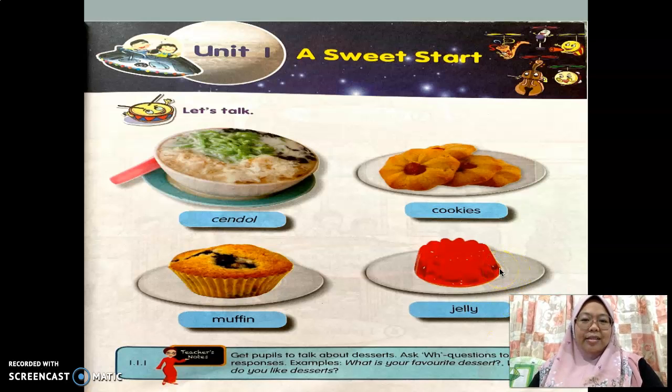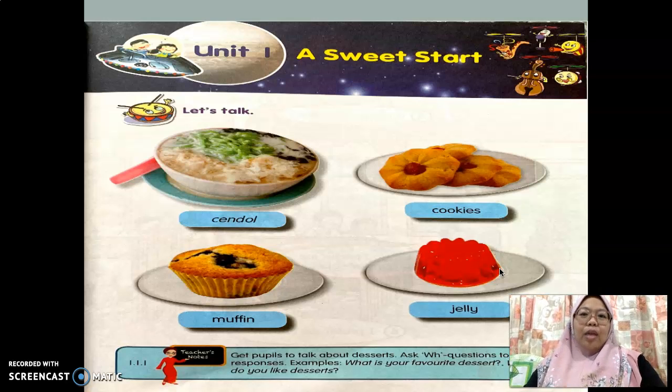Okey. Cikgu mahukan semua murid-murid merakamkan apakah manisan kegemaran kamu dan kenapa kamu suka manisan tersebut. What is your favorite dessert and why do you like dessert?